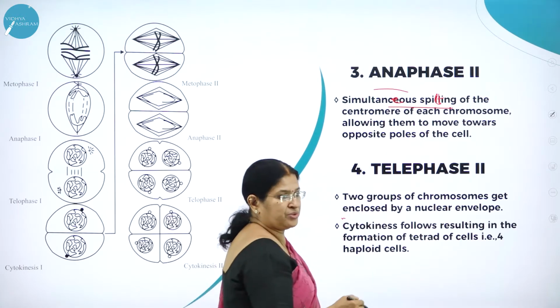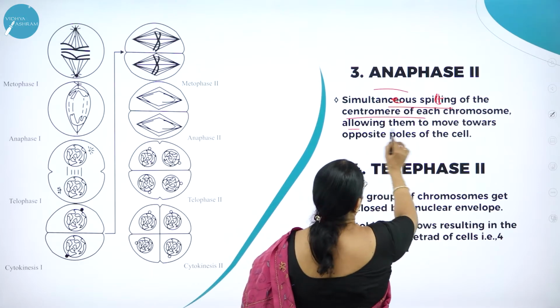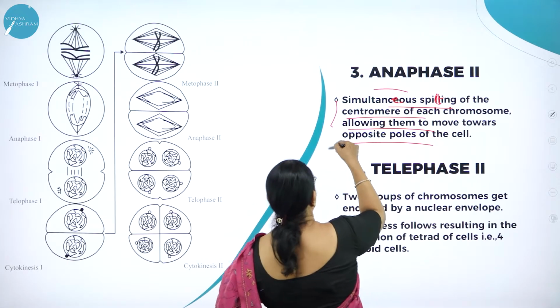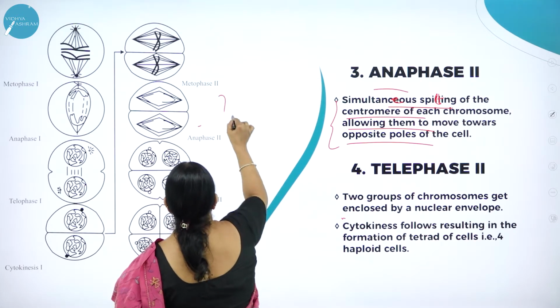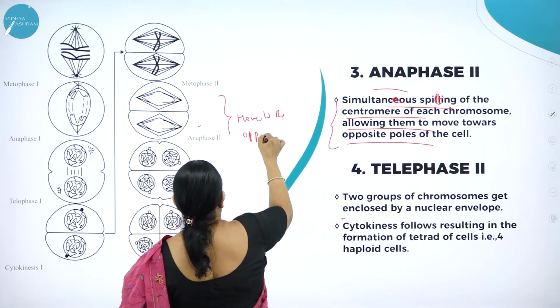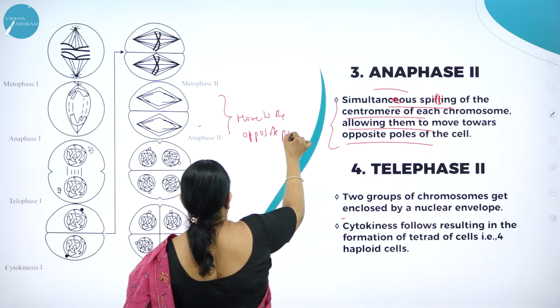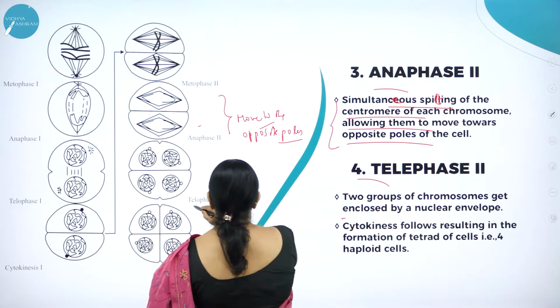Anaphase 2 is the simultaneous splitting of the centromere of each chromosome, allowing them to move towards the opposite poles. Here you can see they move to the opposite poles. So telophase 2, here you can see telophase 2.